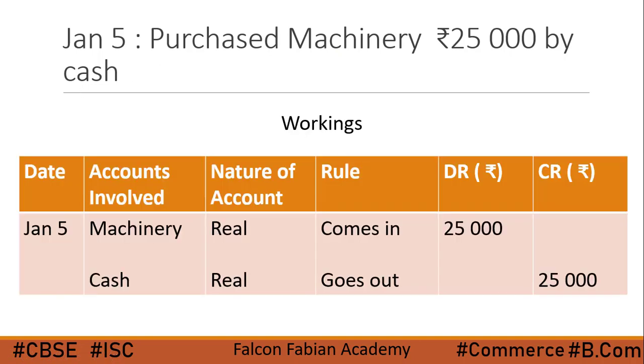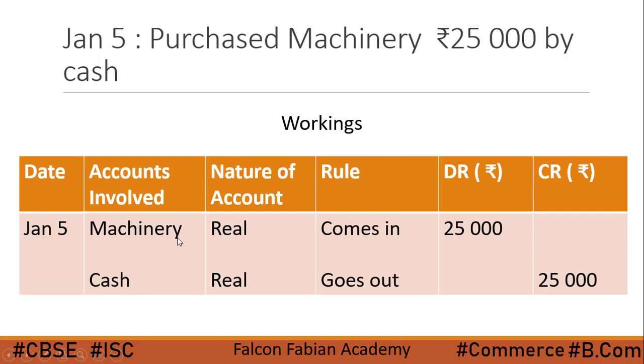Let's do the working. We will be doing the workings in this table as it makes the recording of transaction in the journal very easy. So in this format, first you have date, then you have accounts involved, then you have nature of account, then rule, debit and credit. This format is in line with the steps that I had shown you earlier. So if you want, you can make a note of those steps and then understand what we are doing here. So date is January 5. The two accounts involved are machinery and cash.